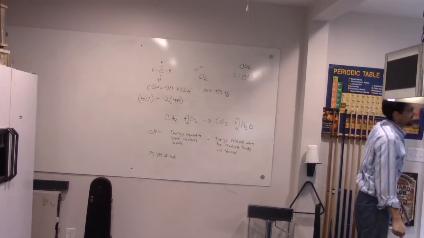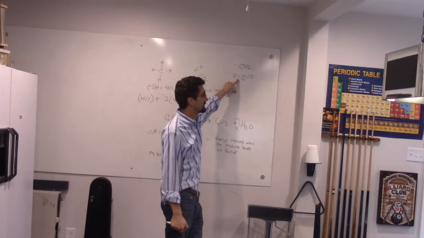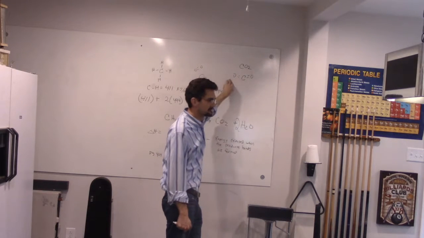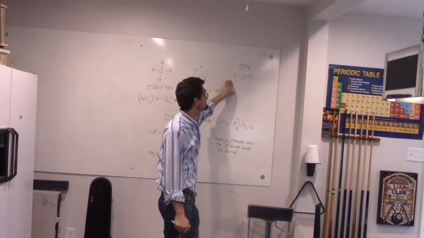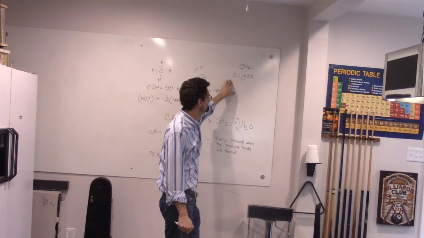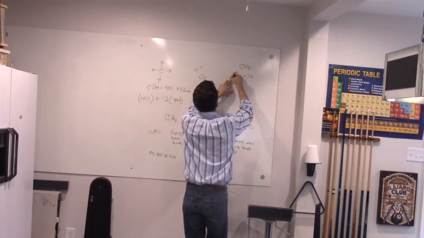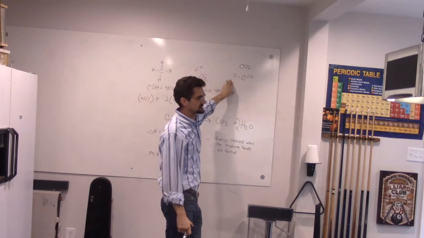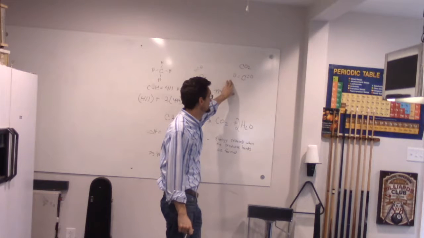Four. 1, 2, 3, 4. So how many bonds does carbon form here? 1, 2, 3, 4. Right. Okay, but let me write it down. But there's two. Oh, gotcha. Oxygen, actually, remember this? Oxygen has 2 unbonded pairs of electrons. Lewis electron dot structures.